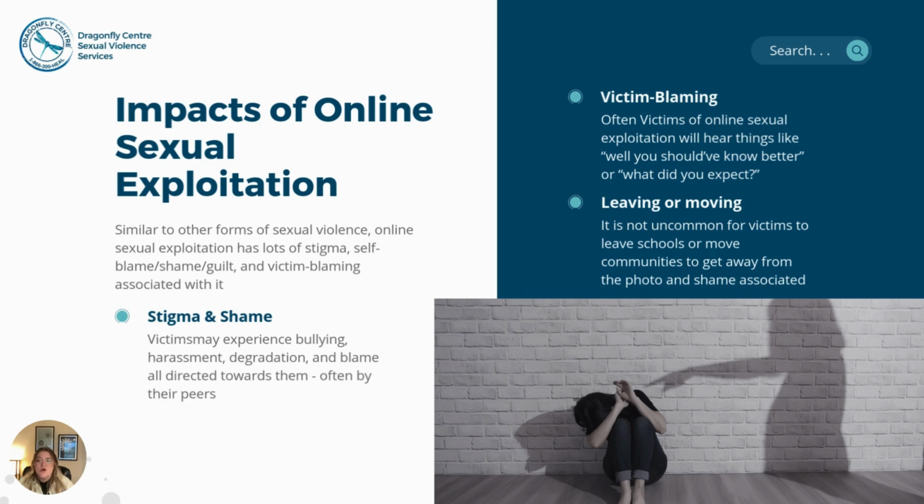As educators, we can play a key role in shifting these narratives by fostering supportive and non judgmental environments where students feel safe to ask for help. And we can do this by using trauma informed language when we discuss these topics, reinforcing that the responsibility lies solely with the perpetrator, not the victim, encouraging open and honest conversations about digital safety and consent, and providing students with resources and trusted avenues for support.